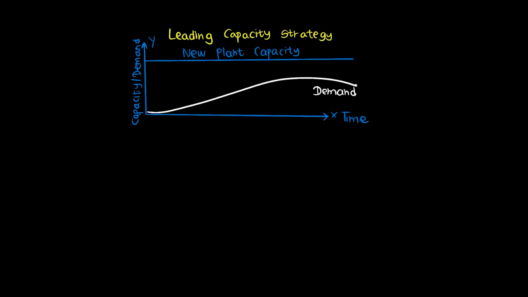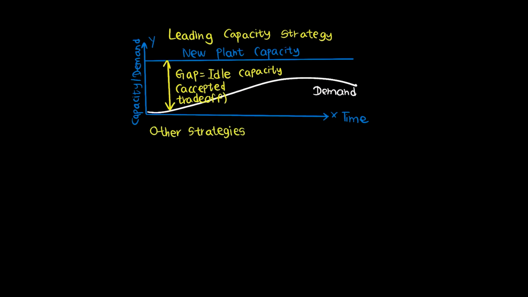That is a leading capacity strategy. You build ahead of demand. The trade-off is short-term underuse, but the payoff is you do not lose customers to competitors when demand spikes. A lagging capacity strategy is the opposite. You wait until your current capacity is maxed out before you invest. That saves money up front, but you risk losing market share while you scramble to expand.